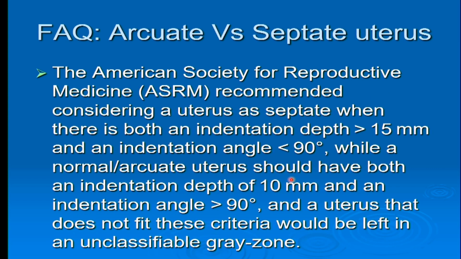Same thing, confusion between arcuate and septate, because the septum may be very small or incomplete, or thick and short in length. It is considered a septate uterus when the depth is more than 15 millimeters from the upper point to the endometrium and the angle is less than 90 degrees. While a normal or arcuate uterus should have an indentation depth of 10 millimeters and an indentation angle more than 90 degrees. Many times we may land up in between these values. In those cases, if the uterus doesn't fit into these criteria, it should be left as an unclassified gray zone.